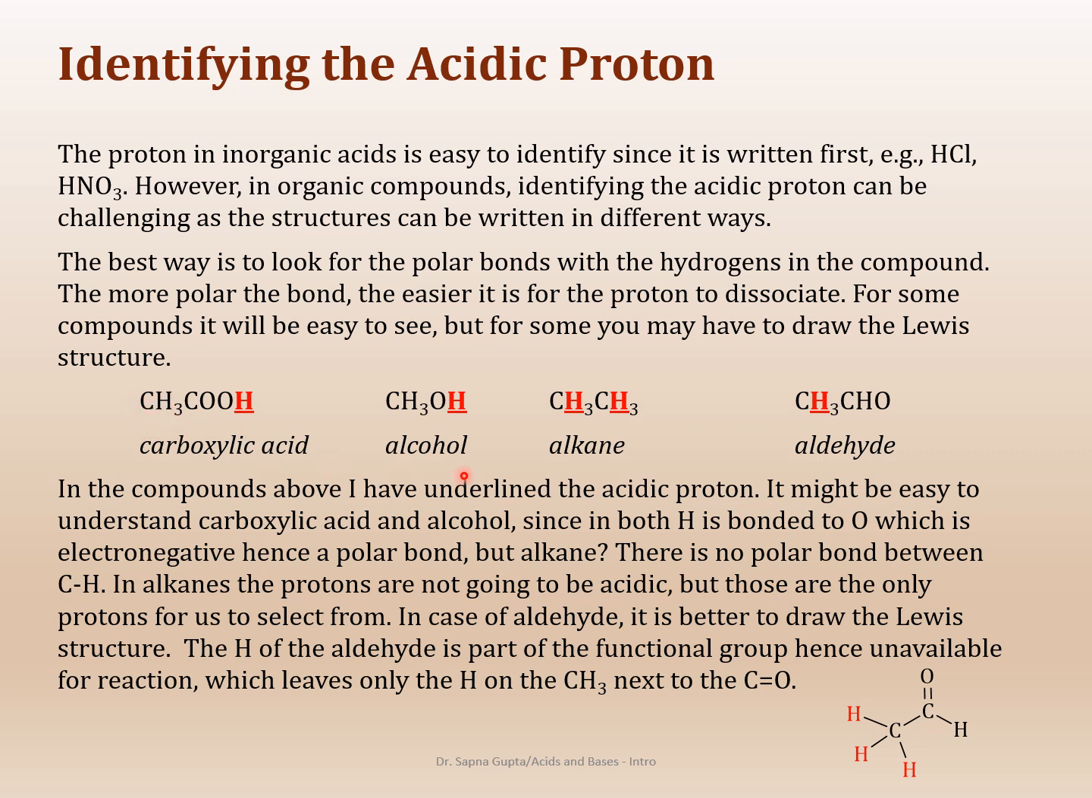because the CH bond is not as polar. The same thing happens for an alcohol group. In an alcohol group, you have an OH bond and you have a CH bond. So again, the OH bond is a lot more polar than the CH. So this is the acidic proton.